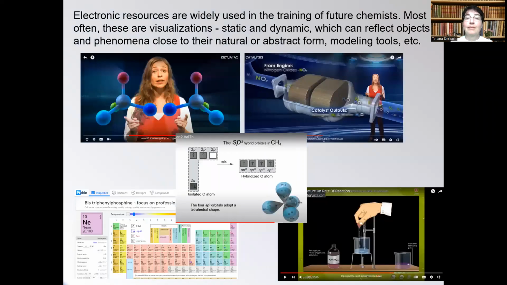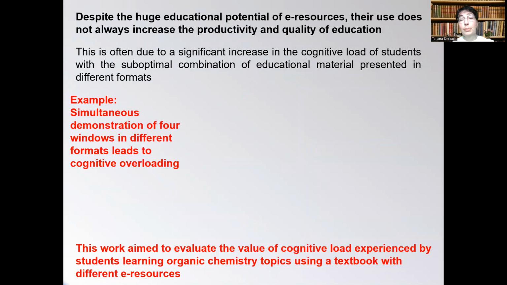Electronic resources are widely used in the training of future chemists. Most often, these are visualizations, which may be static and dynamic, and can reflect objects and phenomena close to their natural or abstract form, modeling tools, etc. Despite the huge educational potential of electronic resources, their use doesn't always increase the productivity and quality of education. This is often due to a significant increase in the cognitive load of students with a suboptimal combination of educational material presented in different formats.